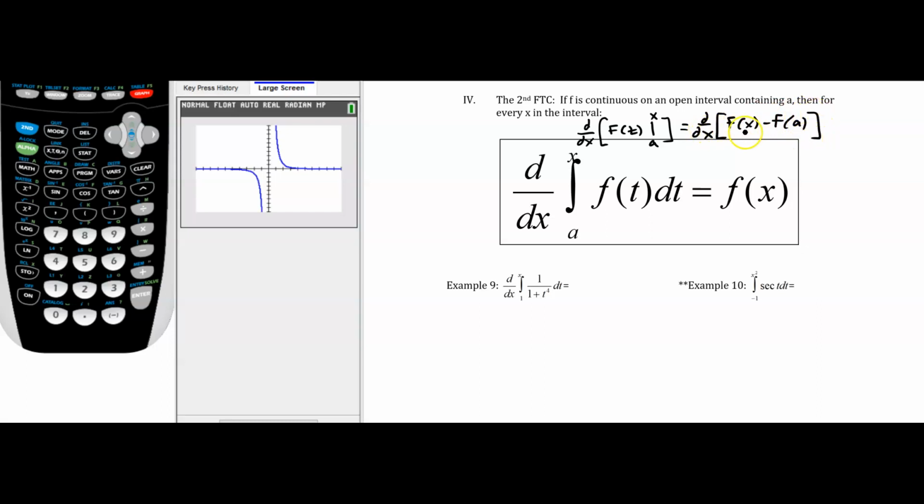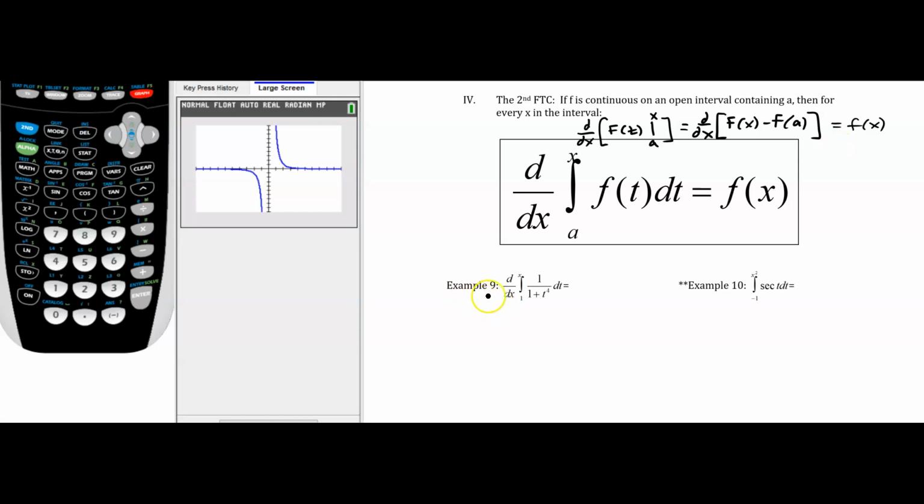But what is the derivative of capital F of x? That's lowercase f of x. A was a constant, so what's the derivative of a constant evaluated into the original function? Well, that would just be 0. So again, you can see that we established this inverse relationship between differentiation and integration here.